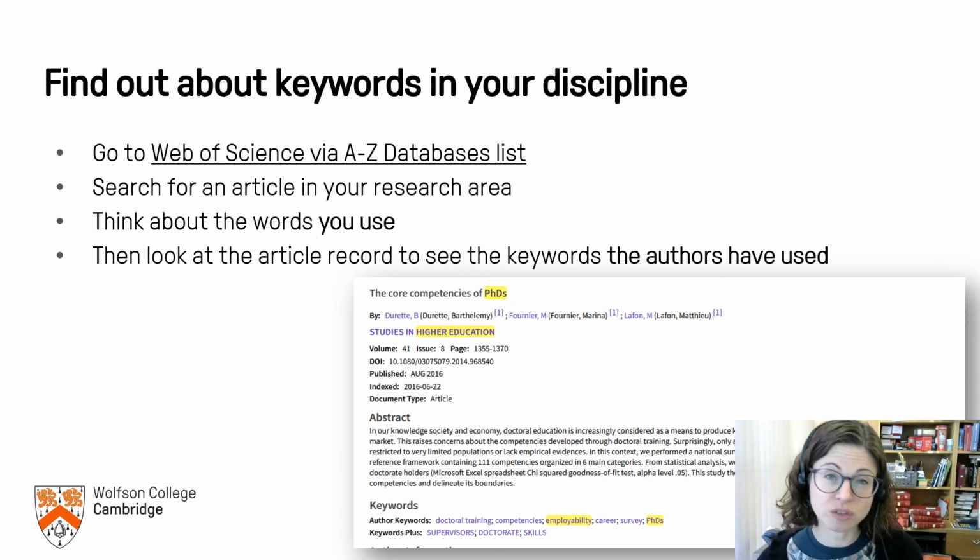Is that the sort of research that you're looking for? Are those the sorts of keywords that you might attach to your particular piece of research? And then find a relevant record. And I've got a screenshot of one here, and you can see the author keywords at the very bottom: doctoral training, competencies, employability, career survey, PhDs, and then the database has actually added in extra keywords, this keywords plus. Now these are words that will crop up frequently in the piece of work. Got supervisors, doctorate, and skills coming in there as well. So these will be very bespoke, these will be particular to your particular research, but this is quite a nice way to do it if you're a bit stumped.